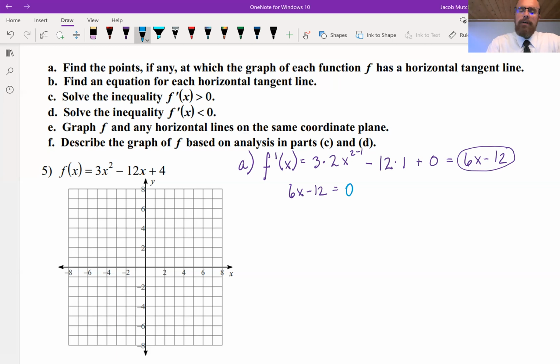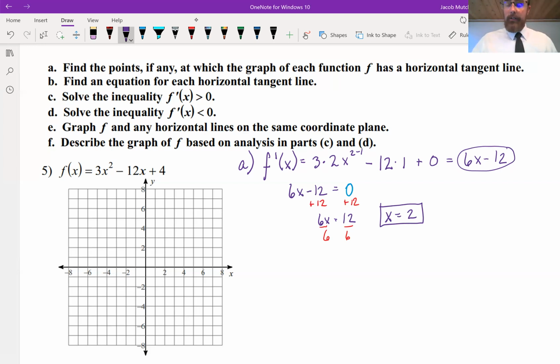So in order to find the x value where the original graph has a slope of 0, we set the derivative equal to 0 and then solve. On this equation, I'm going to add 12 to both sides. That gives me 6x equals 12. Then to find x, I divide by 6, and I see that the x value where this function has a horizontal tangent line is 2. So that's what I'm looking for in part A.